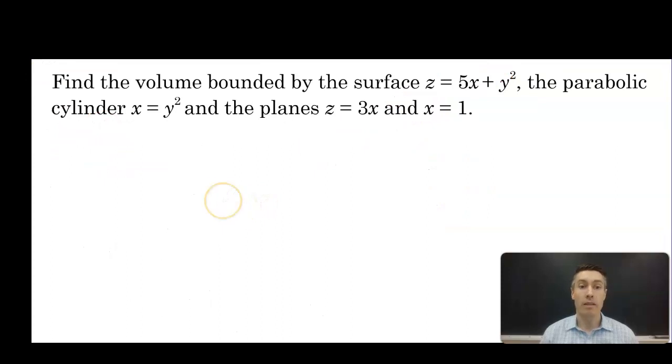Our next example, find the volume bounded by the surface z equals 5x plus y squared, the parabolic cylinder x equals y squared, and the planes z equals 3x and x equals 1.